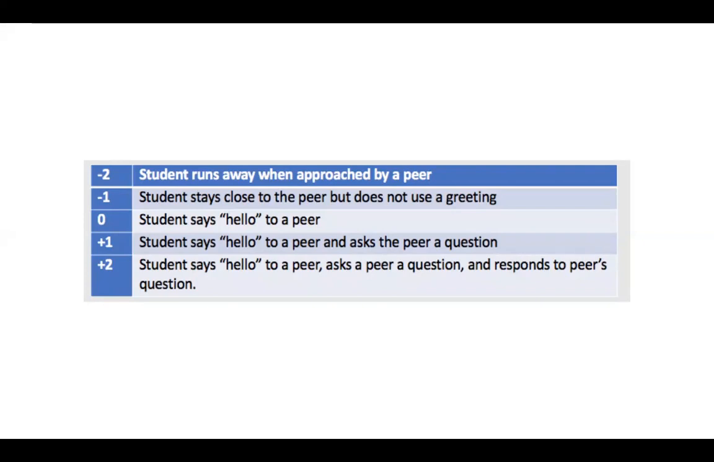So what we wanted with this one was just for the student to say hello to a peer. However, we broke it down, and much less than expected would be when he runs away when approached, and much more than expected would be if he said hello, asked a question, and responded to the peer's question. So every increment here, we increased the expectation.